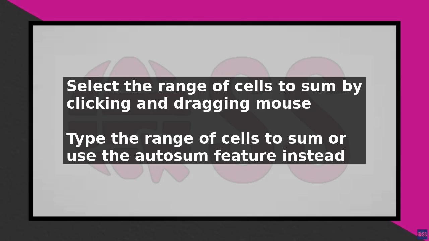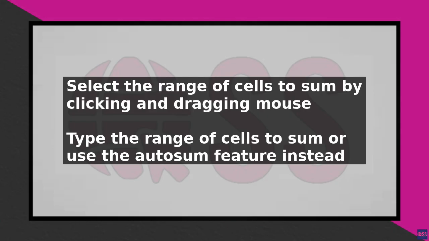Alternatively, you can use the AutoSum feature in Google Sheets. To do this, select the cell below the column you want to sum. Go to the Formulas tab and click on AutoSum. Google Sheets will automatically detect the range of cells and calculate the sum.